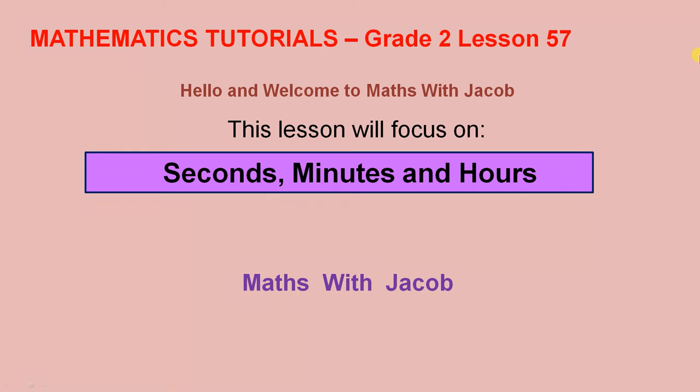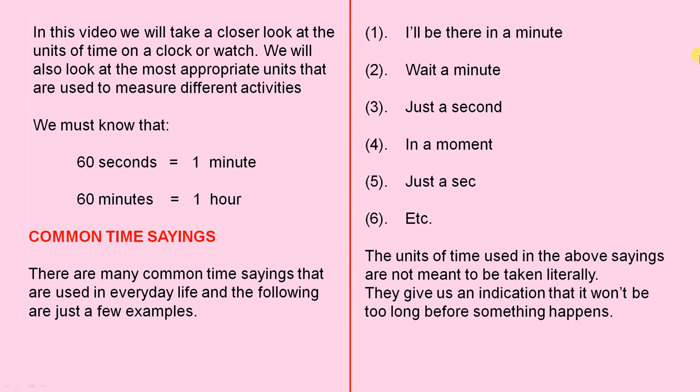This lesson will focus on seconds, minutes and hours. In this video we will take a closer look at the units of time on a clock or watch. We will also look at the most appropriate units that are used to measure different activities. We must know that 60 seconds equals 1 minute and 60 minutes equals 1 hour.